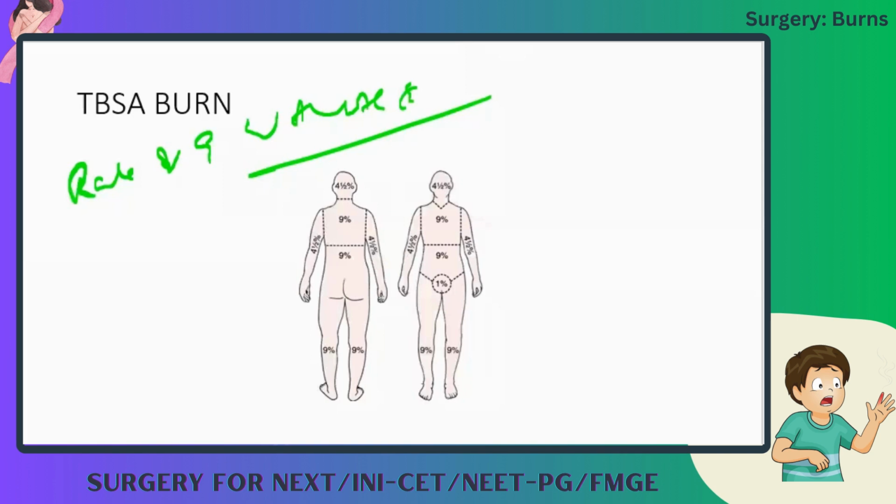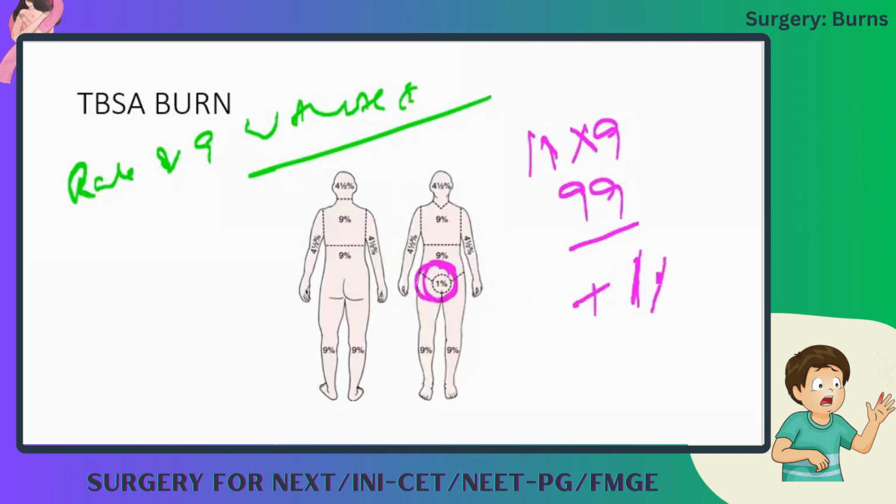Here also the question will be: a patient had a burn wound on the upper thorax, on the upper limb, on the right lower limb. So calculate the burn surface area. Like that the question will be there. So you have to just add it up. So there are 11 into 9, it is 99, plus 1. That 1 is the perineum. Perineum is considered as 1% of body surface area.